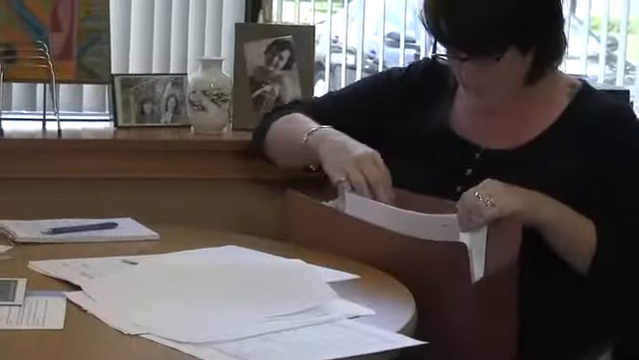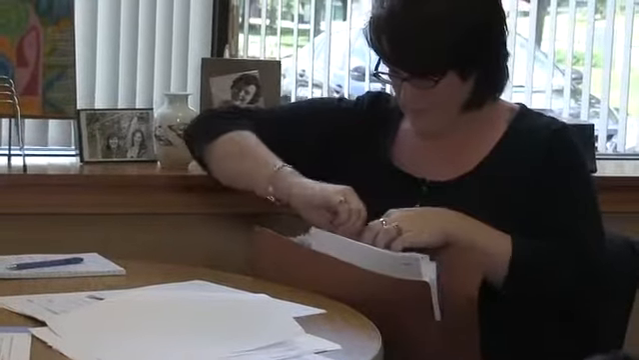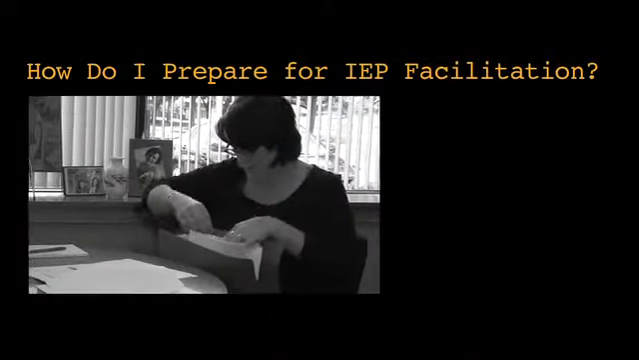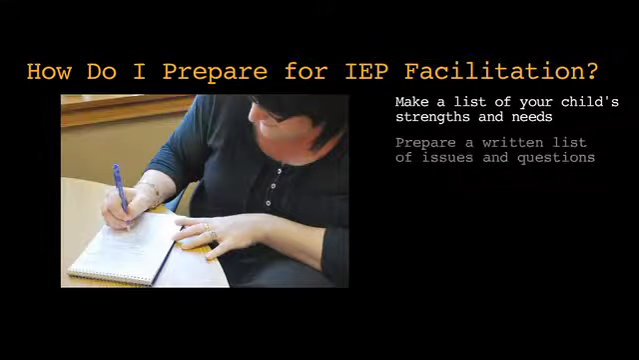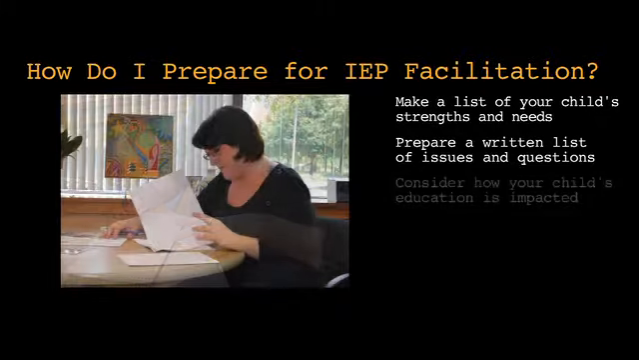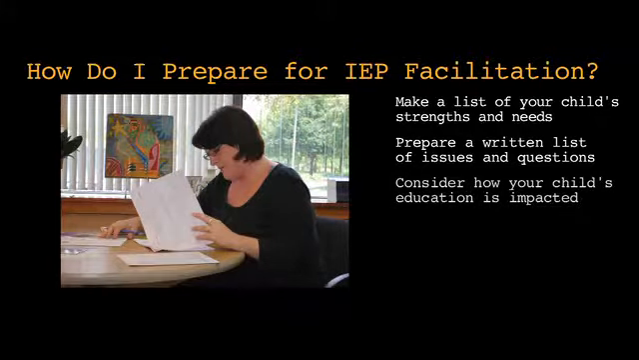Being prepared is key to a successful IEP meeting. Here are some suggestions that may assist families in preparing. Look at your child's strengths and needs and try to identify your major concerns about his or her education. Go to the meeting with a list of issues you would like to discuss and any questions you would like to ask. Before the meeting, give thought to how you believe your child's disabilities affect his or her education.